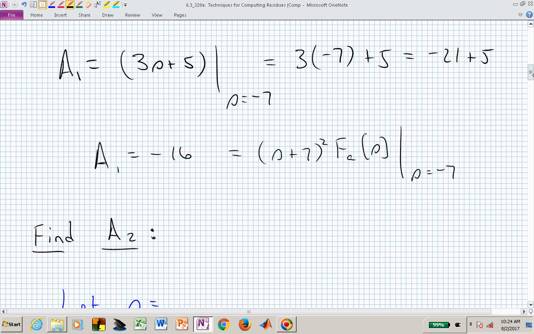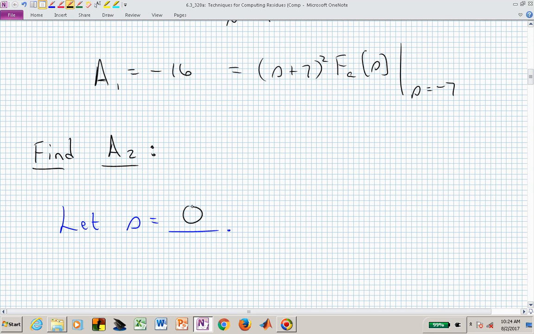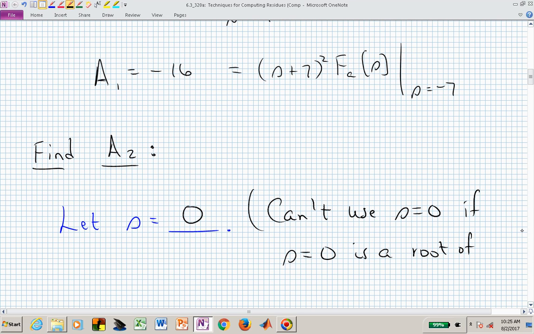In this case, let's go ahead and use a common one. Let's say s is equal to 0, and let me just say that you can't use s equal to 0 if s equal to 0 is a root of the denominator.